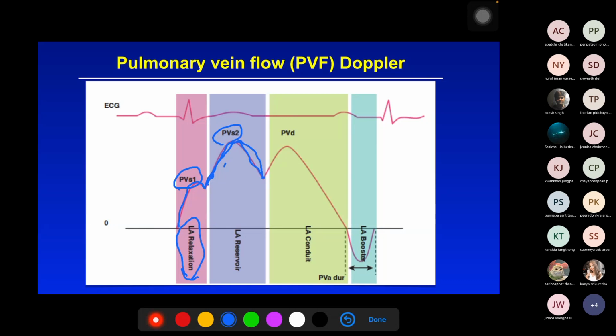Then, when the systole ends, the diastole starts. During the diastole, the mitral valve opens, so the flow goes from the LA to the LV, and the flow from the pulmonary vein also goes to the LA. This generates the PVD Doppler.